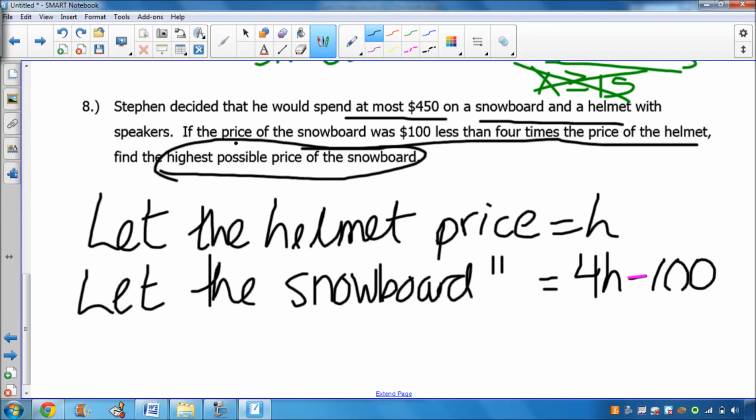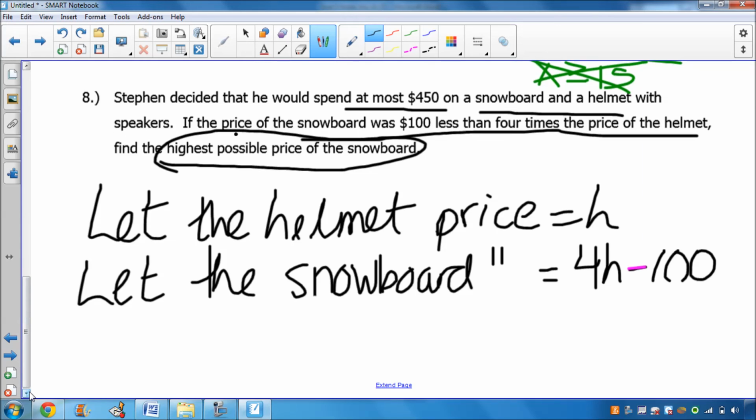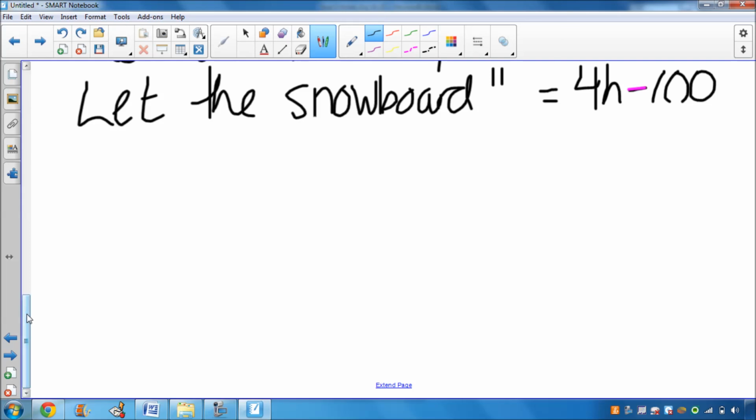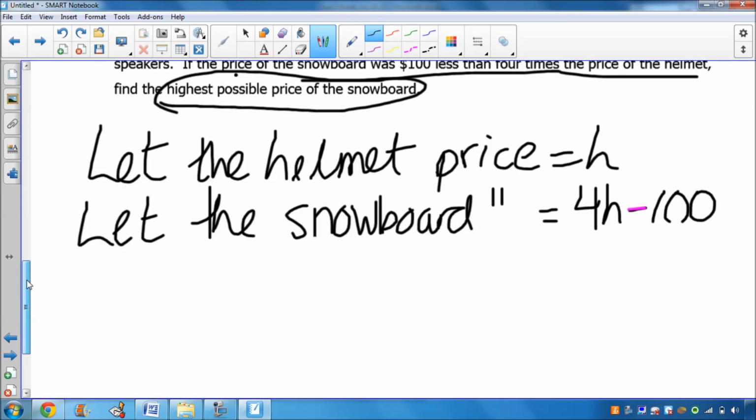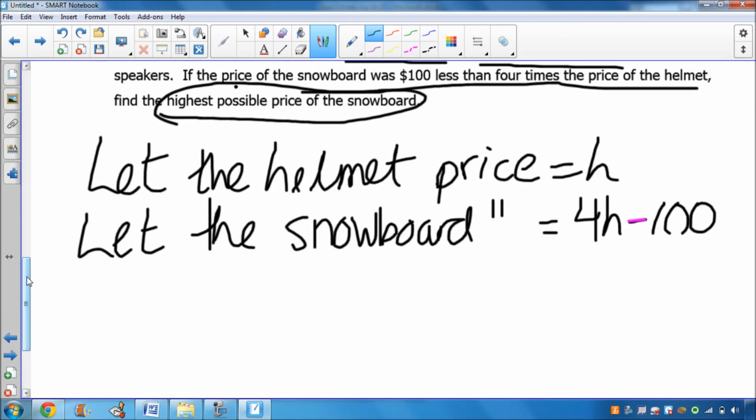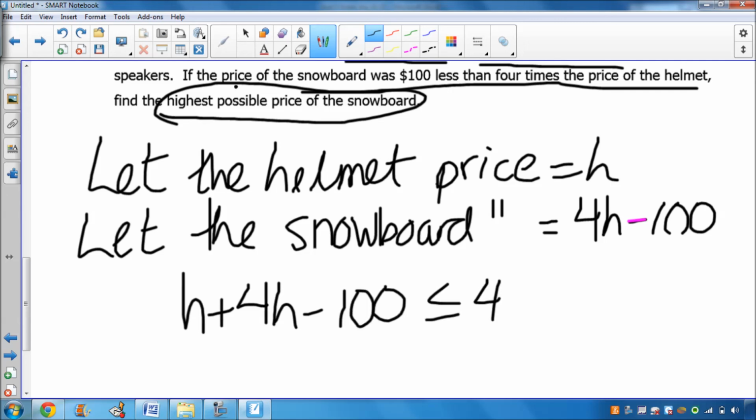Okay? And it says that Stephen decided that he would spend at most $450. So that means that he will not spend any more than $450. He's okay with $450, but nothing more than that, okay? So when you go to the store, though, you have to pay for your helmet and the snowboard. So I'm going to pay for the helmet and I'm going to pay for the snowboard, and I want to spend either $450 or smaller, so less than or equal to $450.